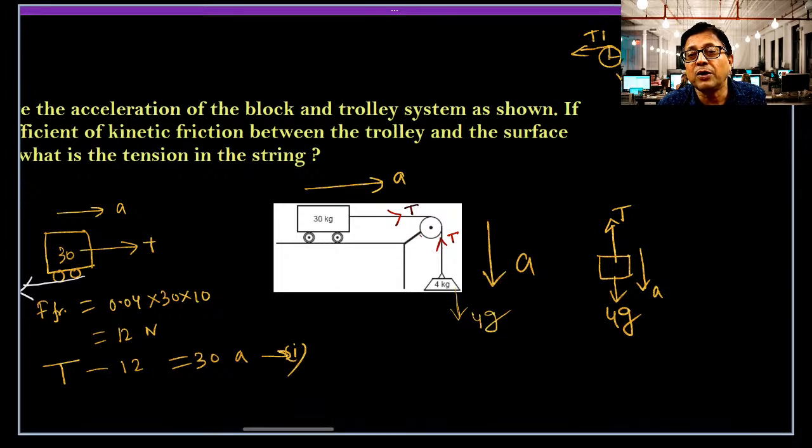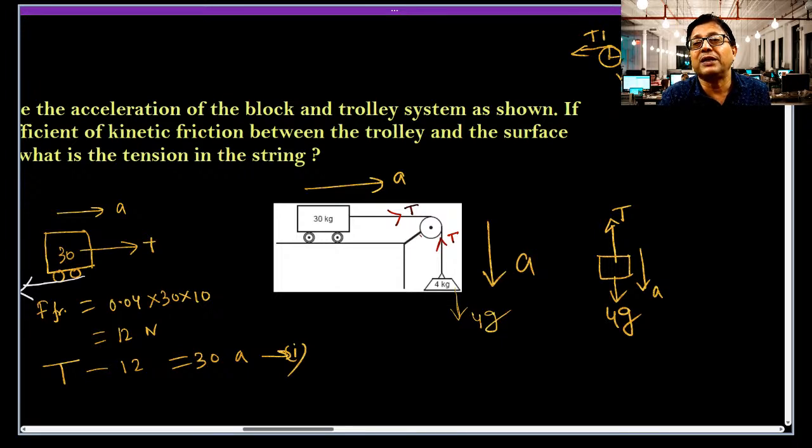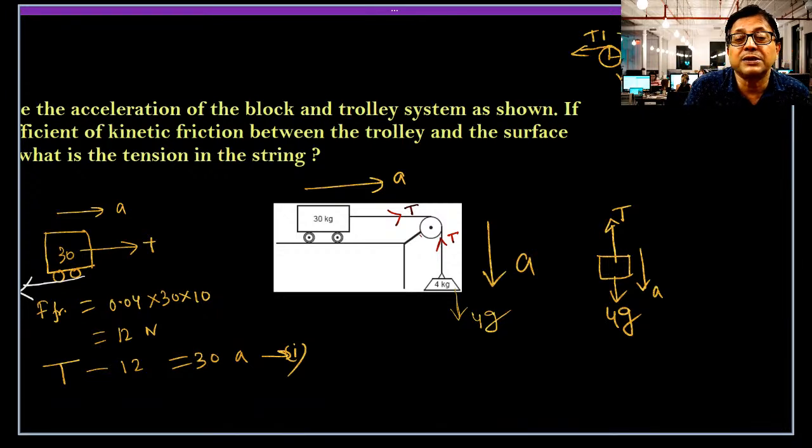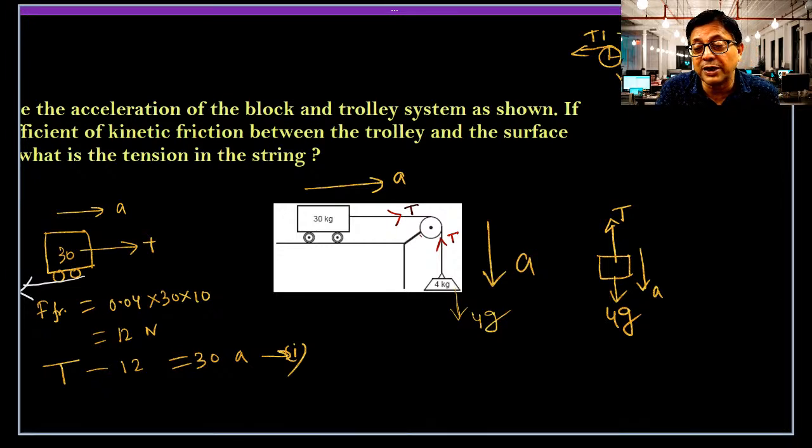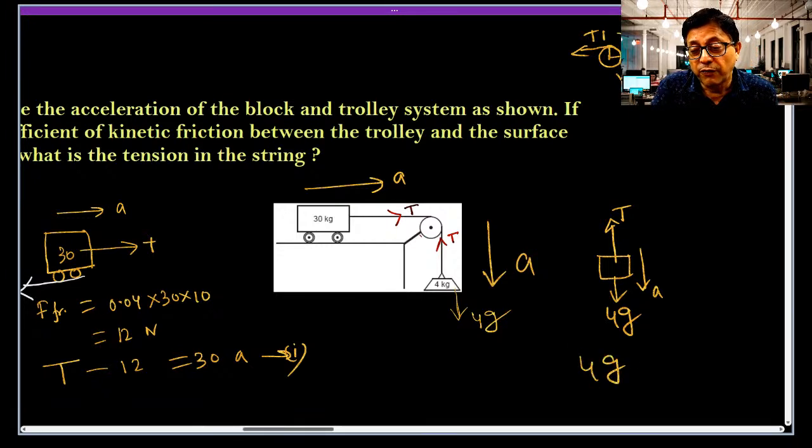Then the pulley can rotate because unequal torque will be there. There will be rotation of the pulley. But here the pulley will not rotate. It is fixed. That's why tensions T1, T2 cannot be different. It is the same. So write the equation of motion here for this. 4g minus T equal to 4a.